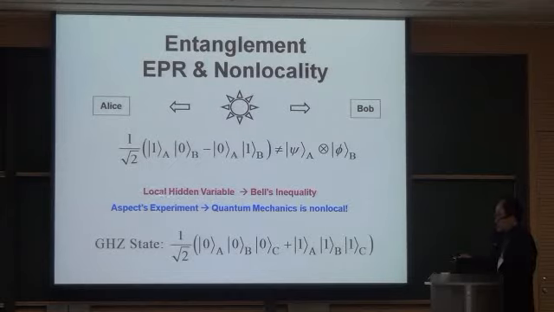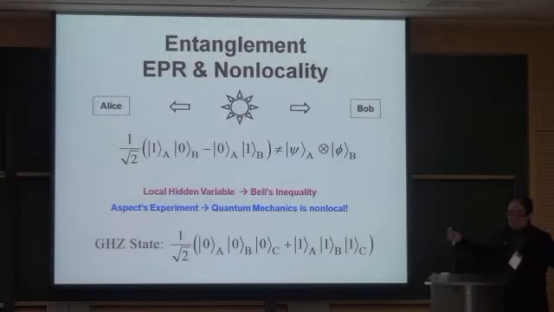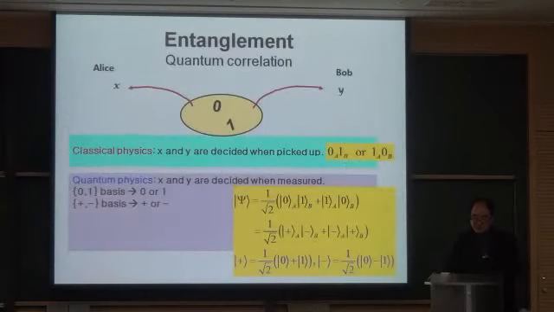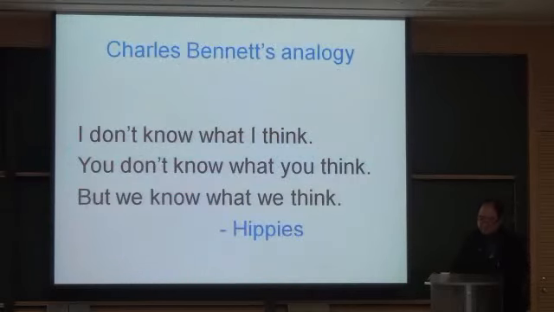There were some attempts to explain this phenomenon with local hidden variables, but it did not work. And indeed, in the 1980s, the French physicist Aspect experimented, and indeed, quantum mechanics is non-local. Even though Alice and Bob are separated very far away, the measurement results are correlated. I want to skip this part.